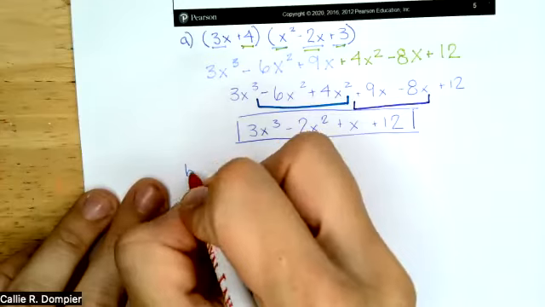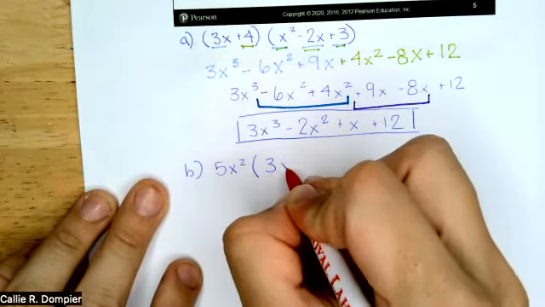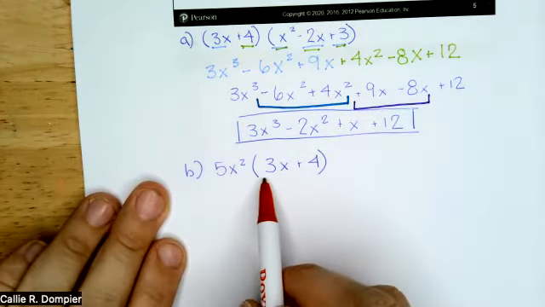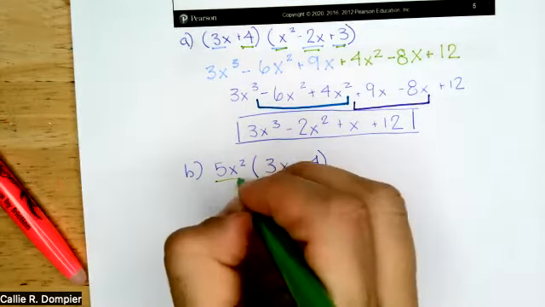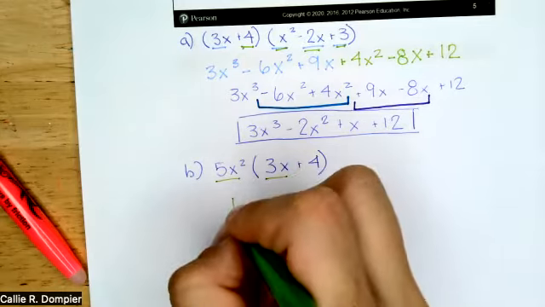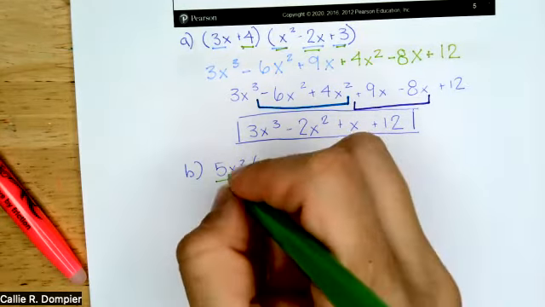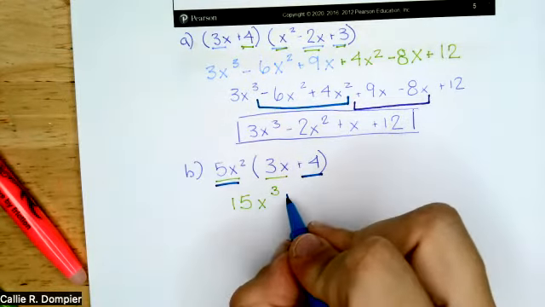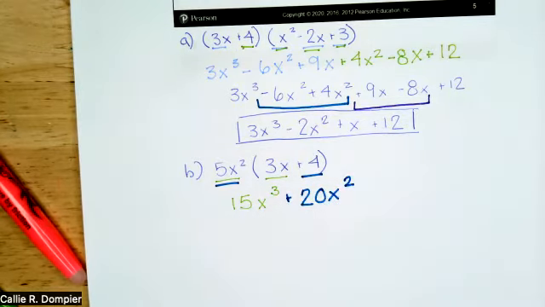B, we have 5x squared times the quantity 3x plus 4. So this is a monomial times a binomial, right? 2 terms. The 5x squared times 3x, 5 times 3 is 15. X squared times x is x to the third. And then the 5x squared times 4, 5 times 4 is 20. X squared. Good.